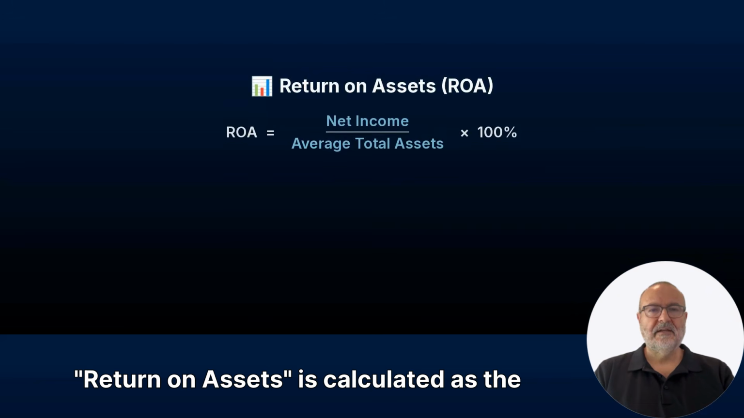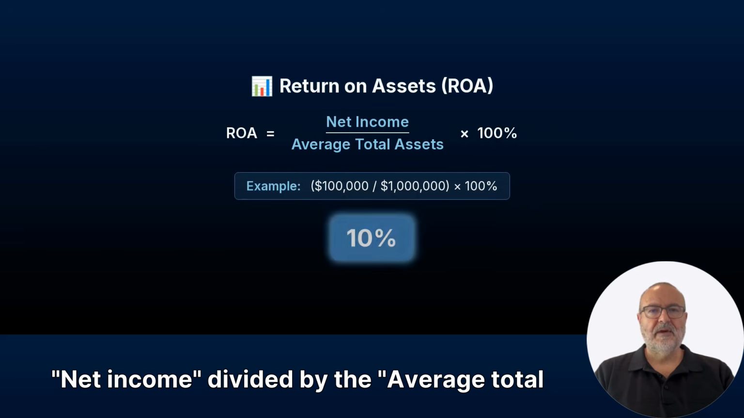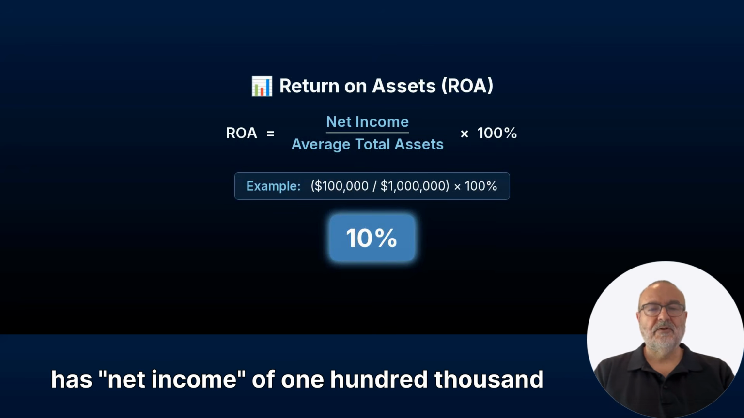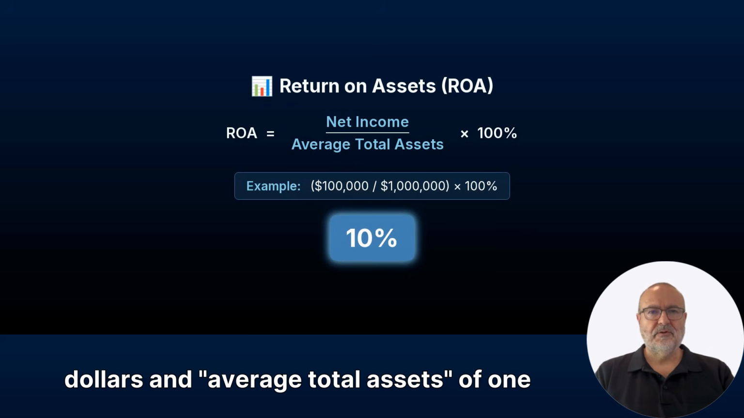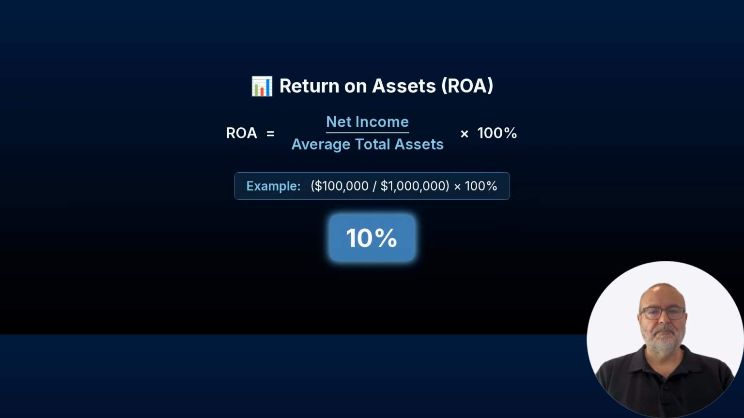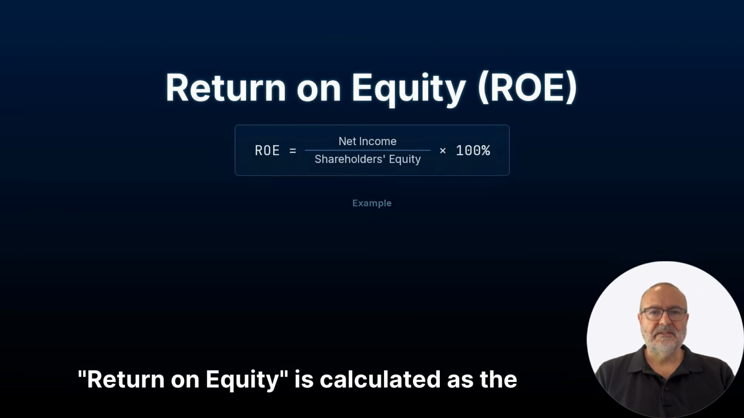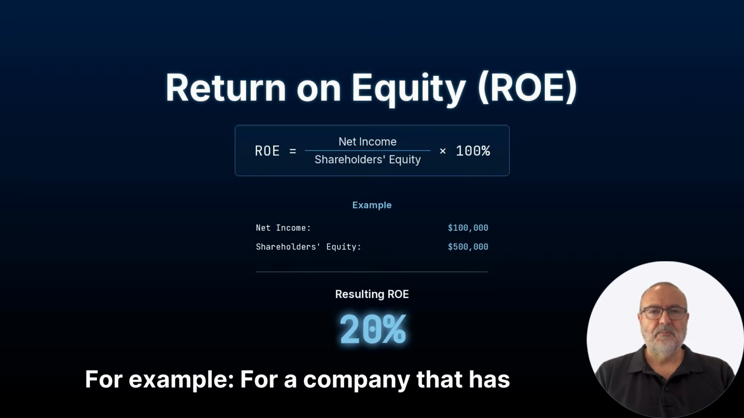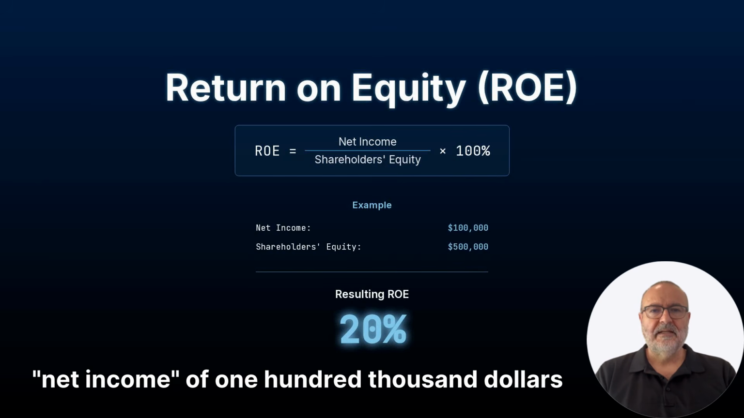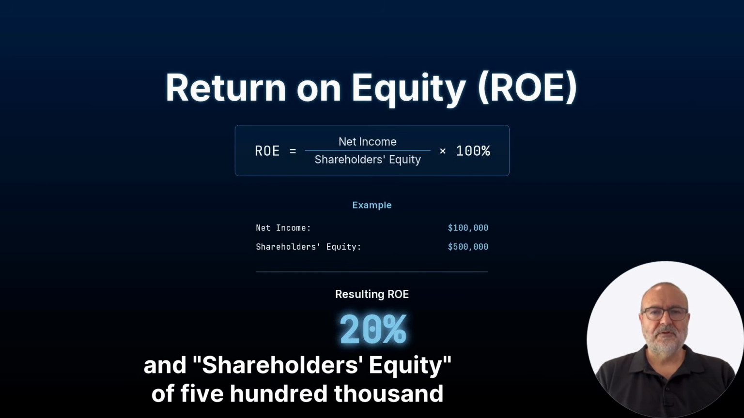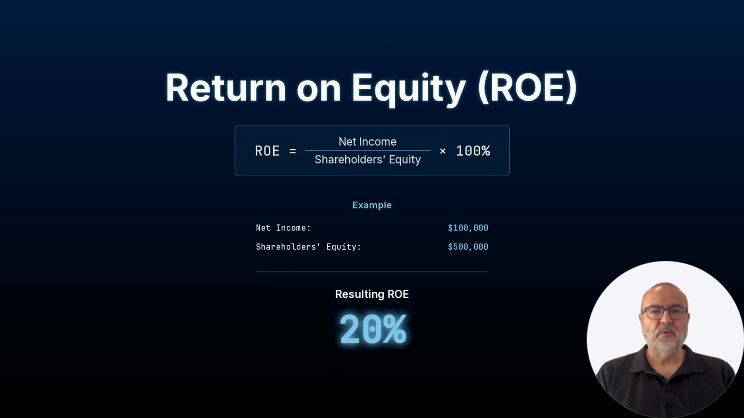Return on assets is calculated as the net income divided by the average total assets. For example, for a company that has net income of $100,000 and average total assets of $1 million, the return on assets would be 10%. Return on equity is calculated as the net income divided by the shareholders' equity. For example, for a company that has net income of $100,000 and shareholders' equity of $500,000, the return on equity would be 20%.